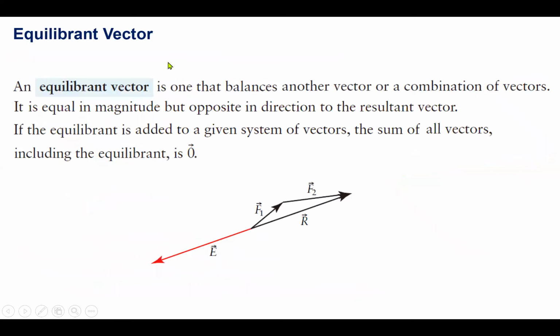All right, then let's have a look at another important concept, which is called the equilibriant vector. An equilibriant vector is one that balances another vector or a combination of vectors. It is equal in magnitude, but opposite in direction to the resultant vector. If the equilibriant vector is added to a given system of vectors, the sum of all vectors, including the equilibriant, is the zero vector.